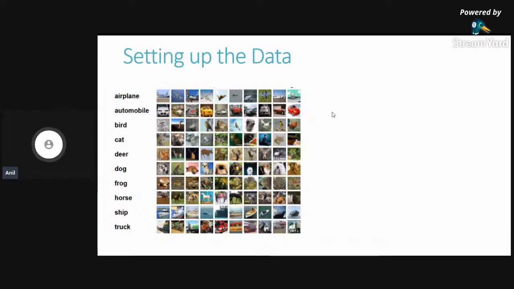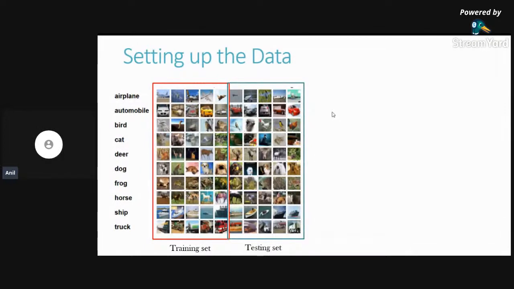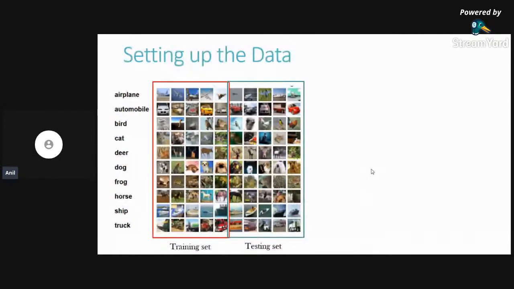Why I'm telling you this is that in neural networks, we need to use a training set and a testing set. So we will first divide our data set into two parts. One is a training set and another is a testing set. Generally, we divide each category into two halves. That division is random in nature.